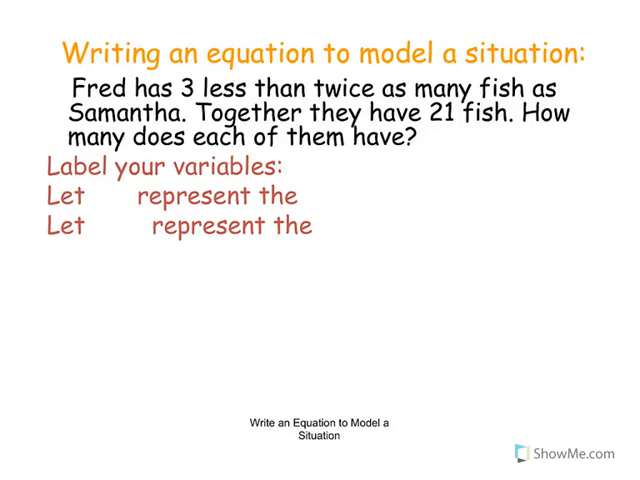All right, similar. So Fred has 3 less than twice as many as Samantha. Together, they have 21. So we're really going to want to let the variable represent Samantha's fish. If we do it with Fred, it's going to be really hard to write the equation for Samantha. So we're going to say let X represent the amount Samantha has.